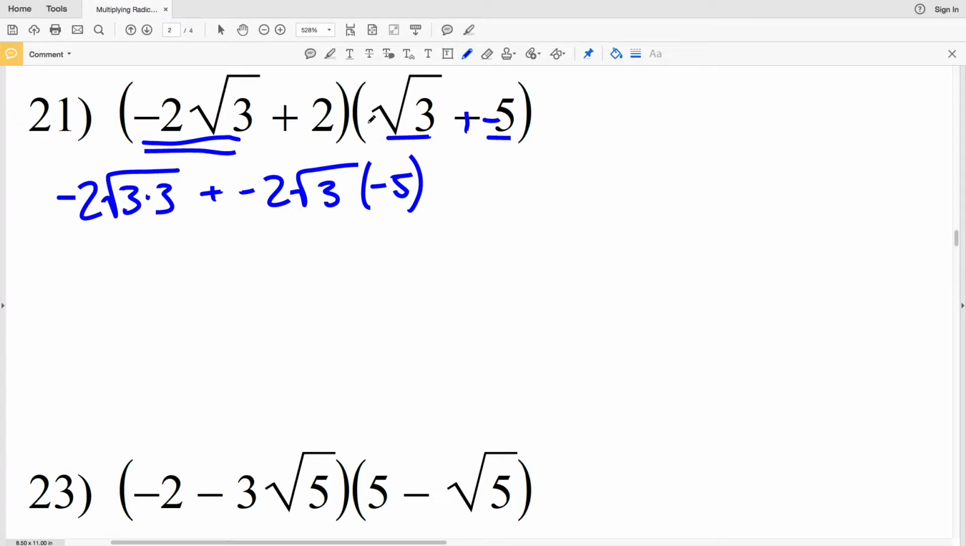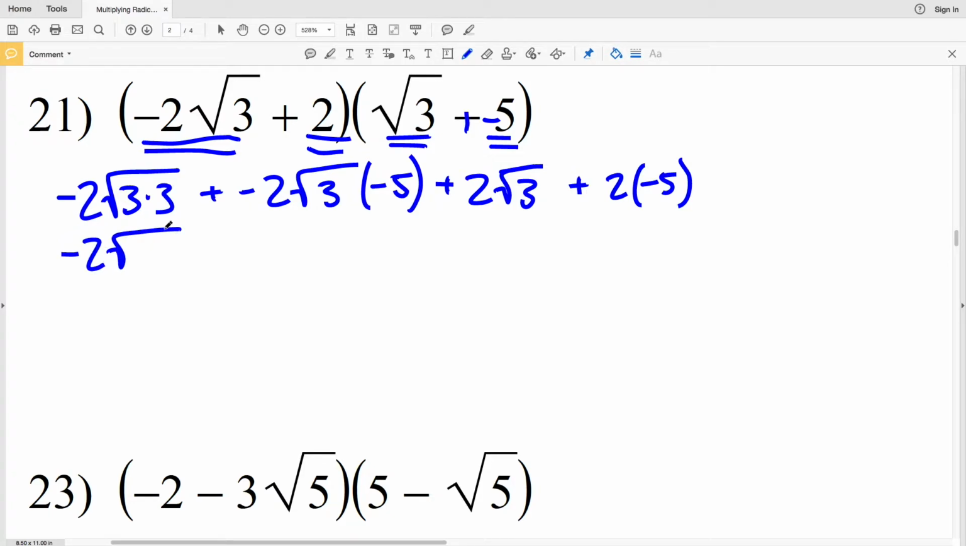Then, after doing those outside terms, we'll do the inside terms. That's 2 times the square root of 3. So plus 2 times the square root of 3, and then finally the last terms, 2 times negative 5. So simplifying, we'll have negative 2 times the square root of 3 times 3, which is 3 squared, plus negative 2 times the square root of 3 times negative 5, which is negative 2 times negative 5, a positive 10 times the square root of 3, and then I'm adding 2 times the square root of 3, and then I'm adding 2 times negative 5, which is negative 10.